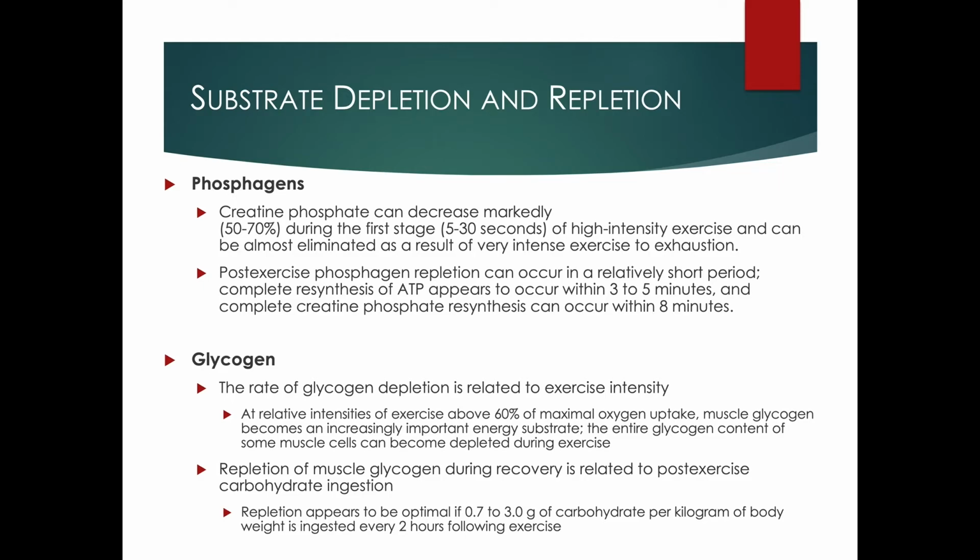Glycogen depletion is related to exercise intensity. It says that at relative intensities of exercise above 60% of maximal oxygen uptake, muscle glycogen becomes an increasingly important energy substrate. The entire glycogen content of some muscle cells can become depleted during exercise. If you look at a lot of studies, within about 30 minutes, almost all at a relative intensity of about 60%, which is usually a moderate relative intensity, pretty much all your glycogen can start to become depleted that fast.